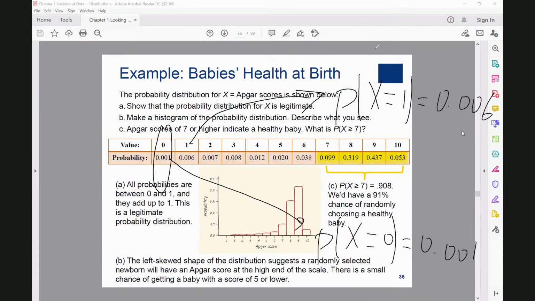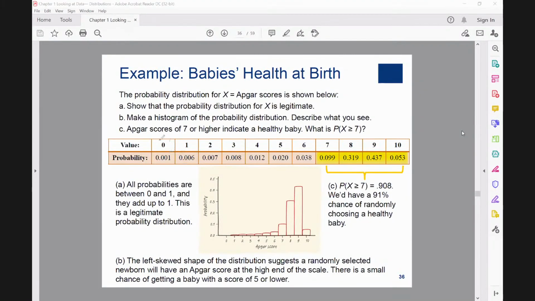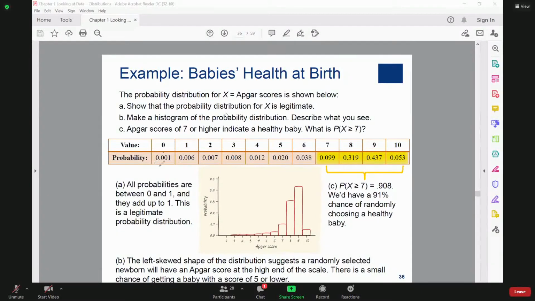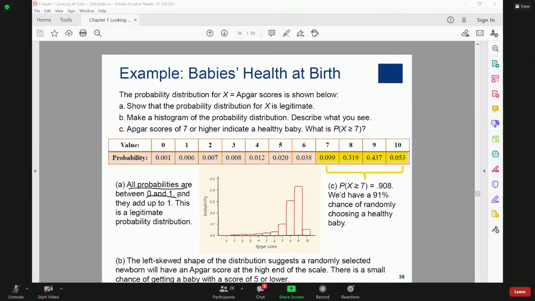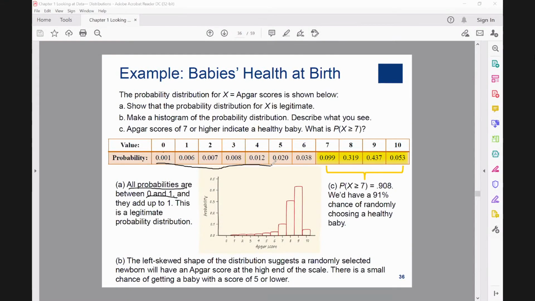Then first of all, he asked to show that this probability is legitimate. Legitimate means it's a probability. As we see here, all values are between 0 and 1, then all probabilities are between 0 and 1. And once we add all these terms, we obtain 1. No need to do it in the class, but we can verify it easily. The sum is obviously equal to 1. Is it clear?